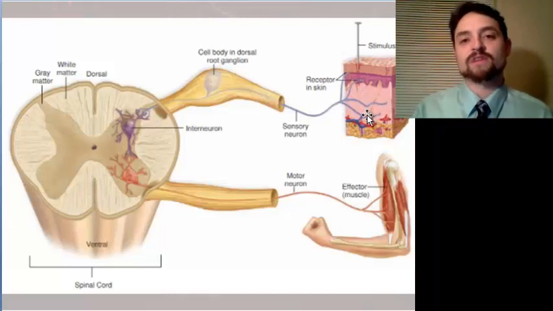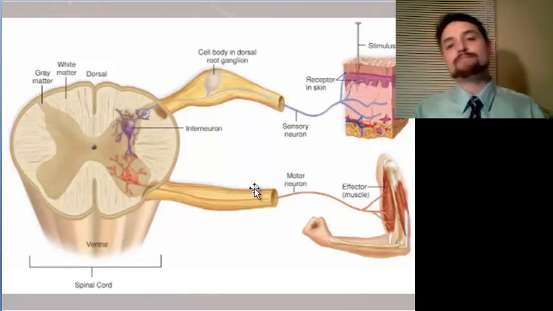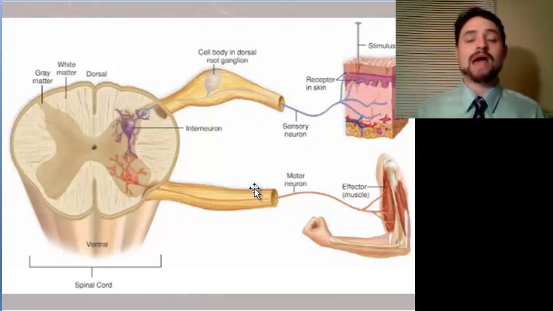There's a reception that's felt there. It's sent to the spinal cord and immediately sent back to the muscle to cause a reaction to get that pin out of my body.